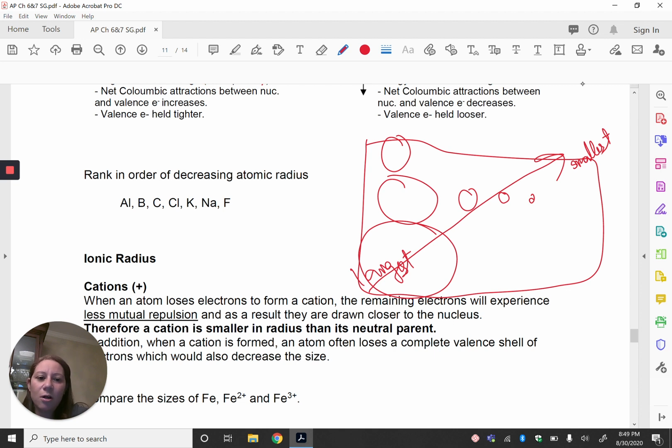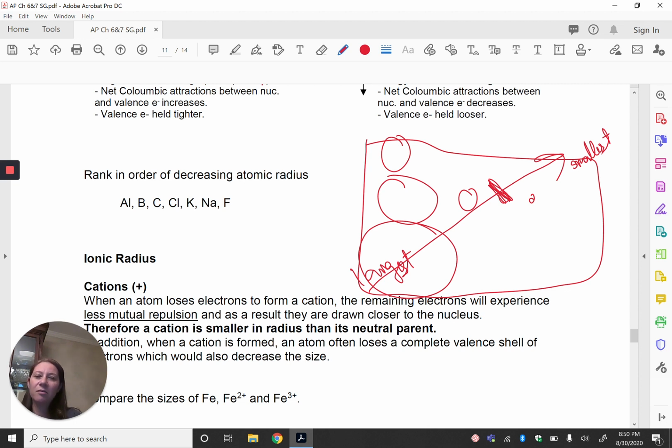Now, if you are comparing two of them that are the opposite way, like this way, then which one matters more? Because one way you're decreasing and one way you're increasing. It depends on what property you're looking at, but when it comes to size, which one do you think would matter more? Which period or which group? Well, it would matter which period it's in, because an extra period means an extra energy level, so much farther away, so larger size, right?